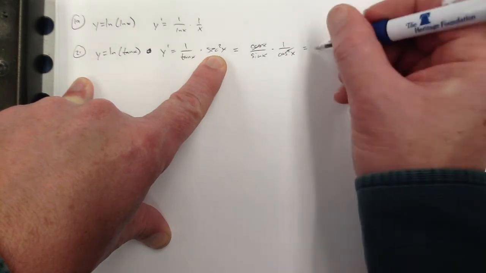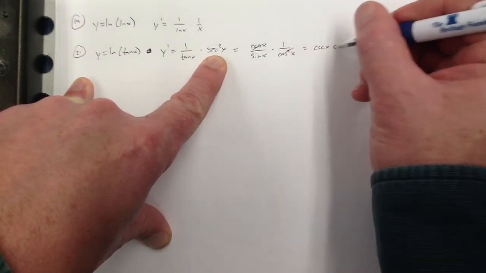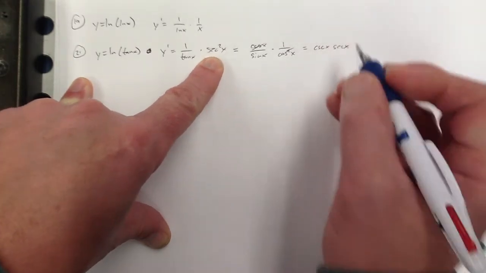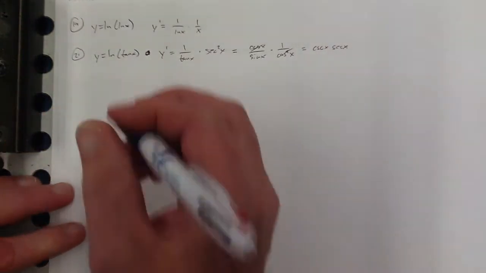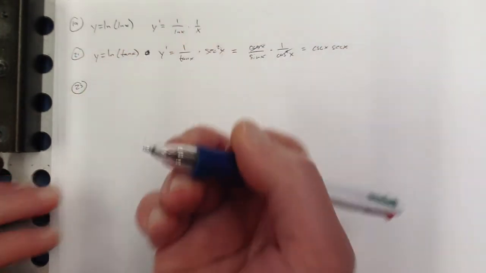Well, 1 over sine is cosecant x, times 1 over cosine. I bet the book got all cute and did it like that. That's one way of writing it. Not that that's wrong. It's just, it is what it is.